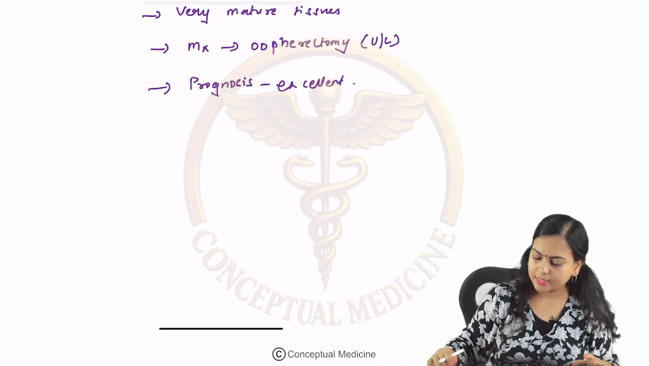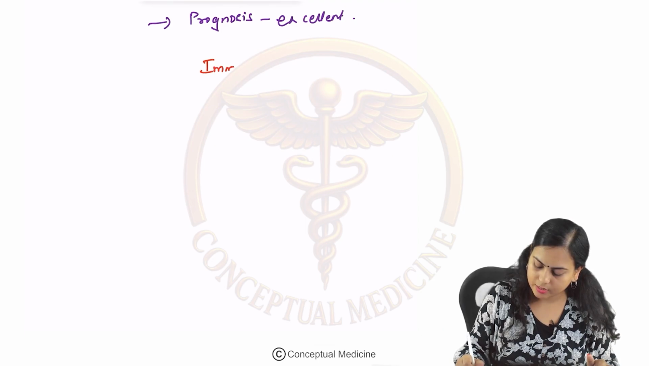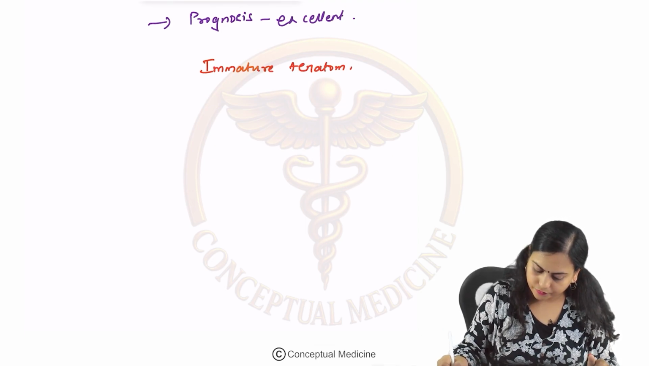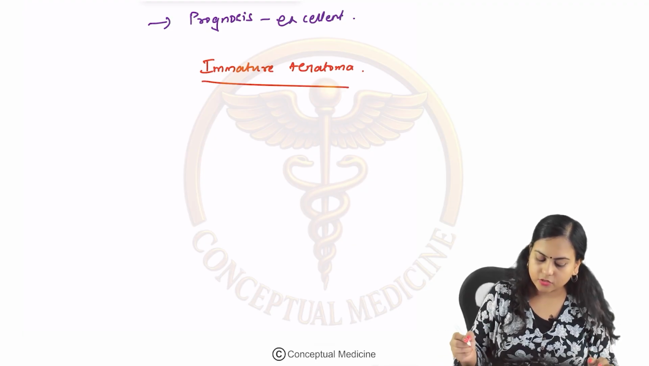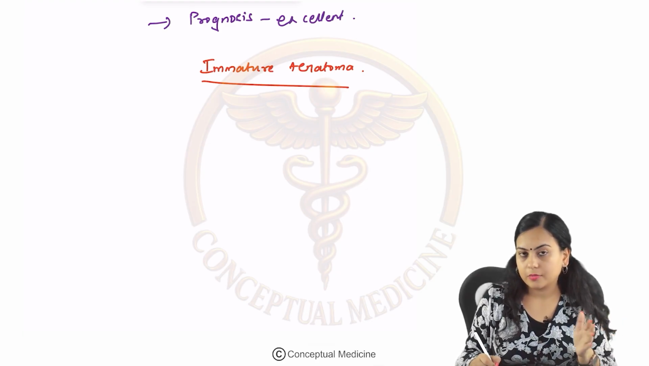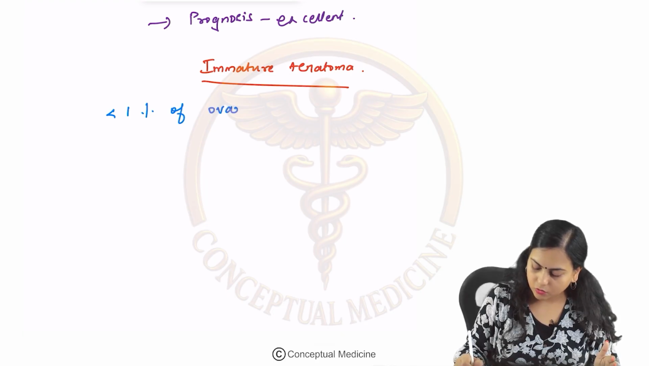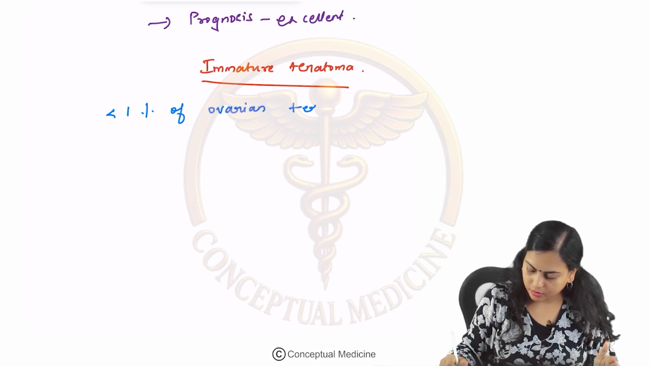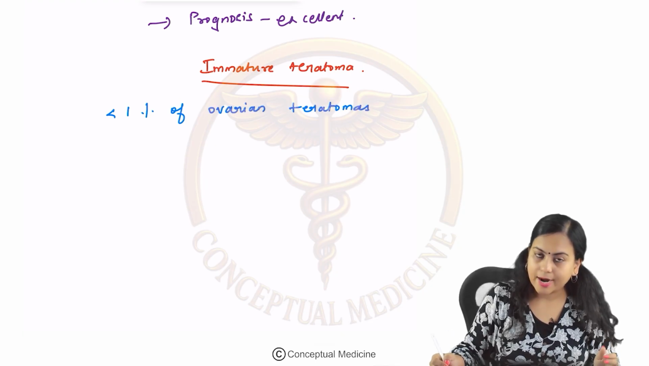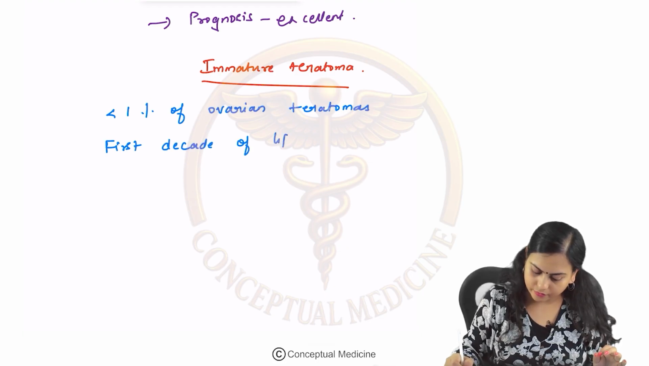Okay, next one is immature teratoma. We are going to see immature teratoma. So, this consists of 3 germ cell layers, all the ectoderm, endoderm and mesoderm, but it constitutes less than 1% of ovarian teratomas and it most commonly occurs in the first decade of life.